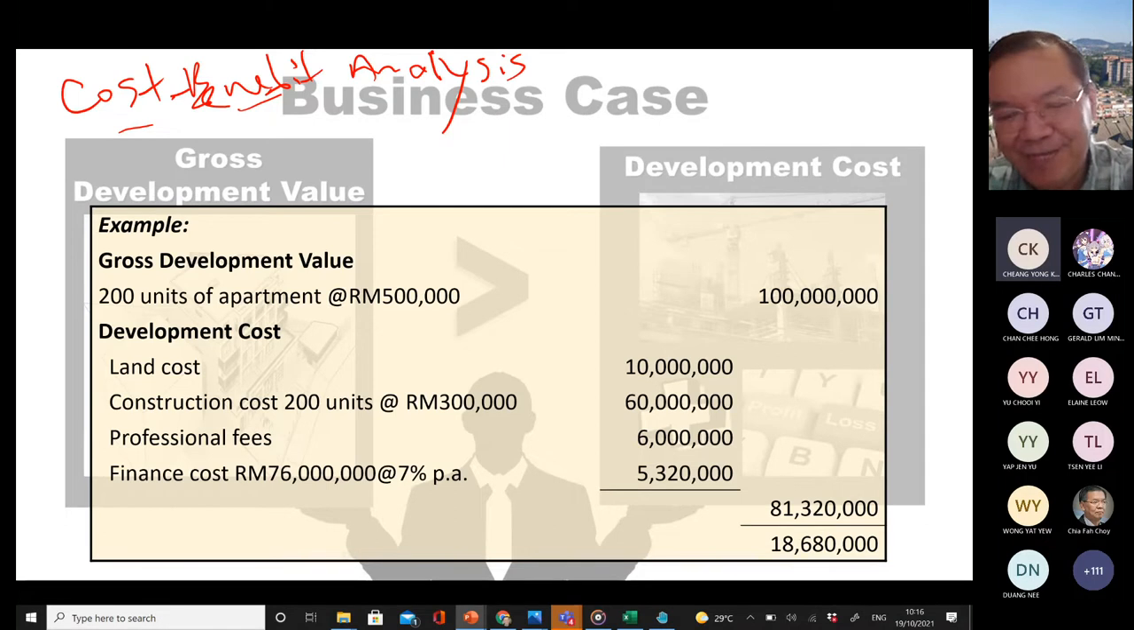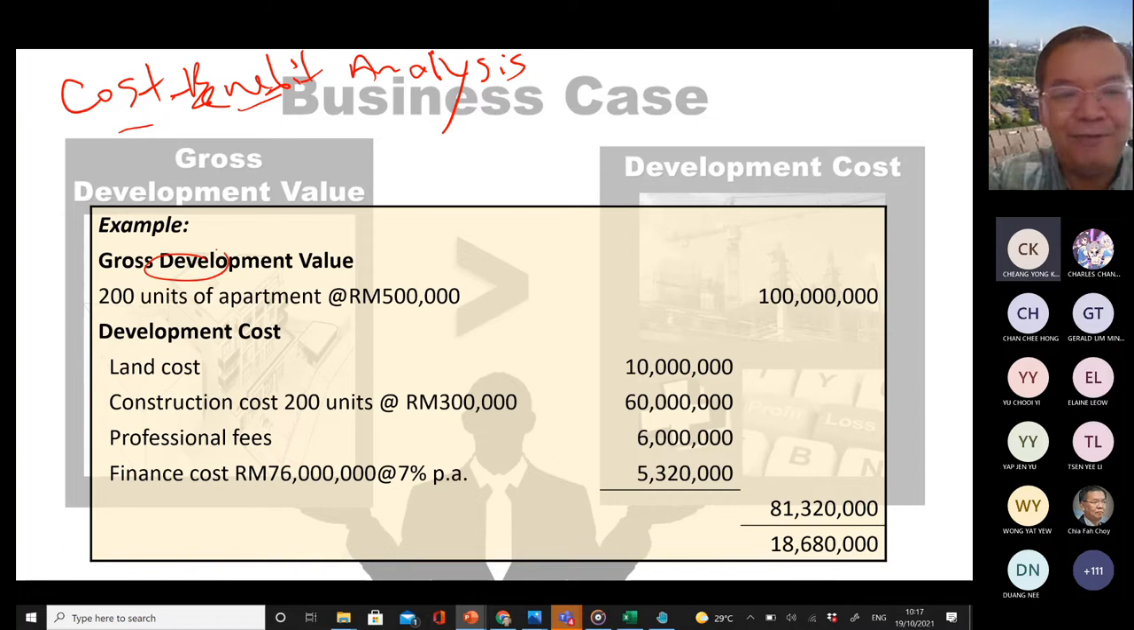Okay. But you all have to prepare, because who knows? One of these days, you set up your own company, and somebody will approach you and give you a project. Probably that is a government project, and it is not based on sales value to determine the sales. So you have to come up with the cost benefit analysis. So this is one type of business case as well.